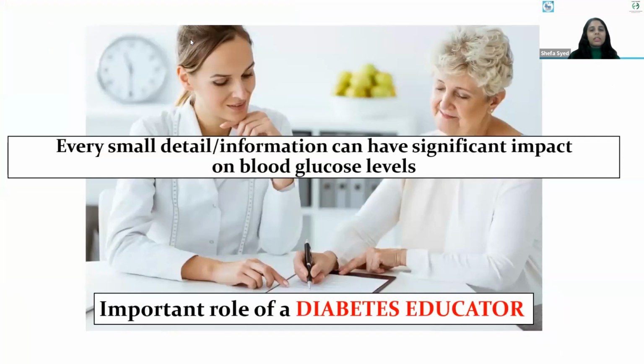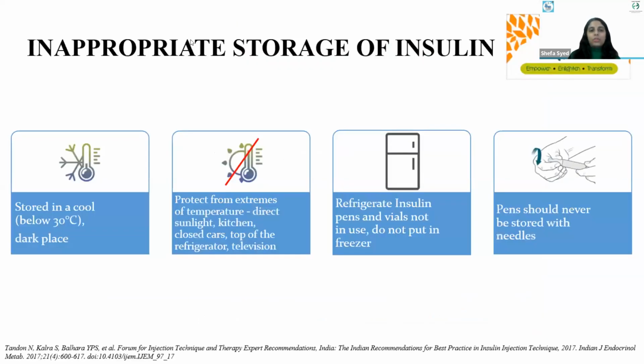So from these small scenarios, we could notice that every small detail and information can have significant impact on blood glucose levels, which is why here comes the important role of a diabetes educator. So appropriate storage of insulin, that is storing insulin in a cool, dark place that is below 30 degrees temperature, protecting from extremes of temperature like direct sunlight, kitchen or closed cars, top of the refrigerator, close to the television.